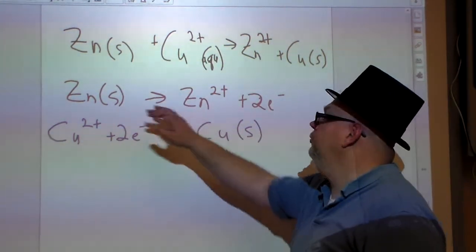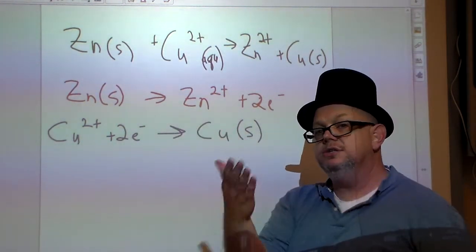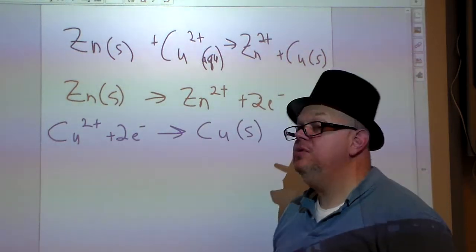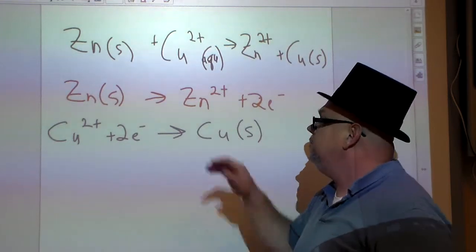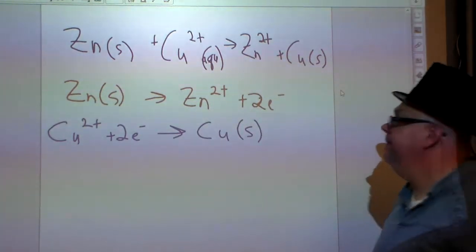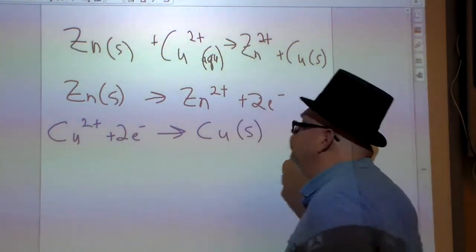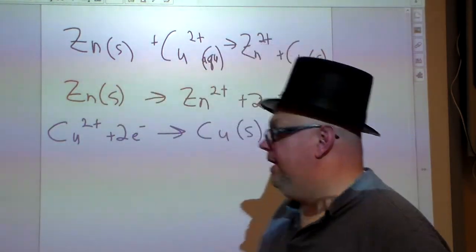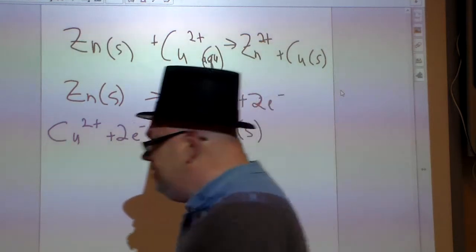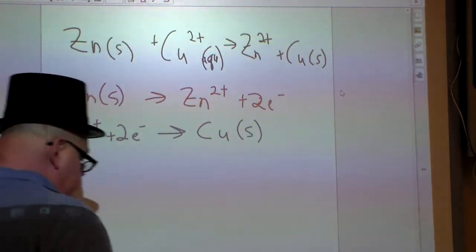So what's happening? The zinc is being oxidized because it's losing electrons. The copper is being reduced because it's picking up electrons. That's what's going on here. In this case, the number of electrons are equal, so we don't have to balance anything out. But like I said, this is a classical thing.